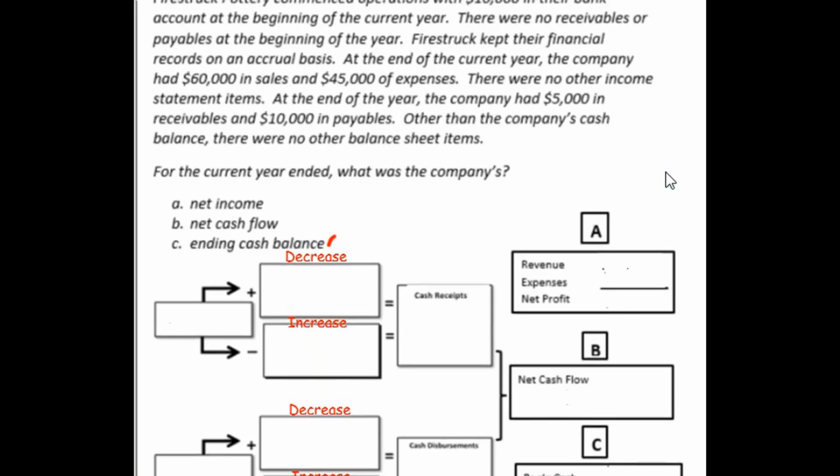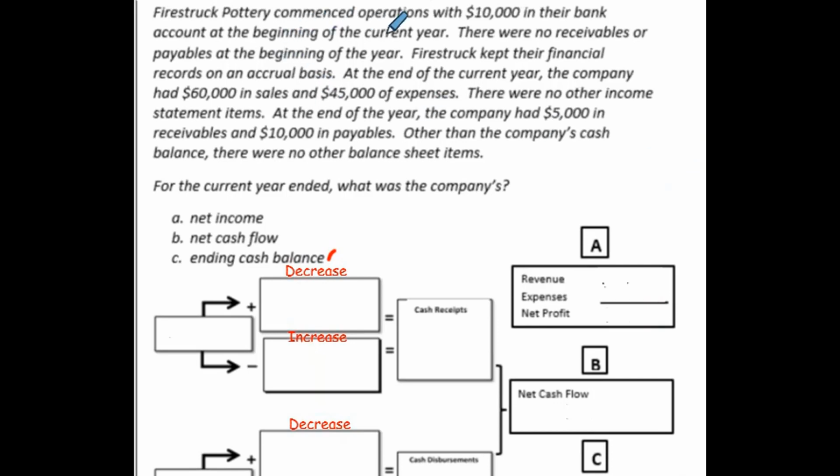Okay, so let's read part of the problem. Firestruck Pottery commenced operations and they had $10,000 in their bank account at the beginning of the year. So this is what they started off with. There were no receivables or payables at the beginning of the year, so those balances were zero. Firestruck keeps their financial records on an accrual basis, so we're told these are accrued balances. At the end of the year, the company had $60,000 in sales and $45,000 in expenses. There were no other income statement items.